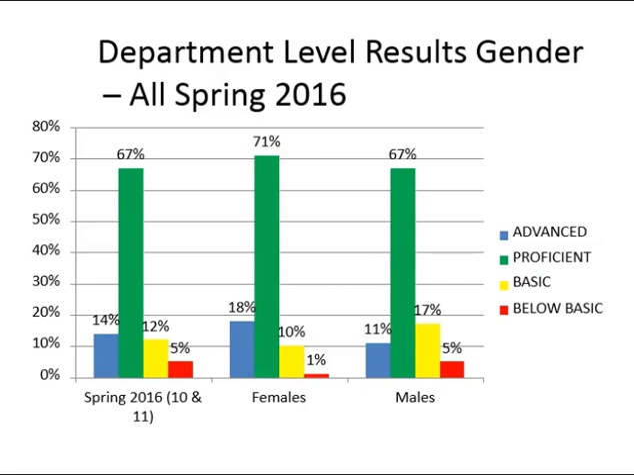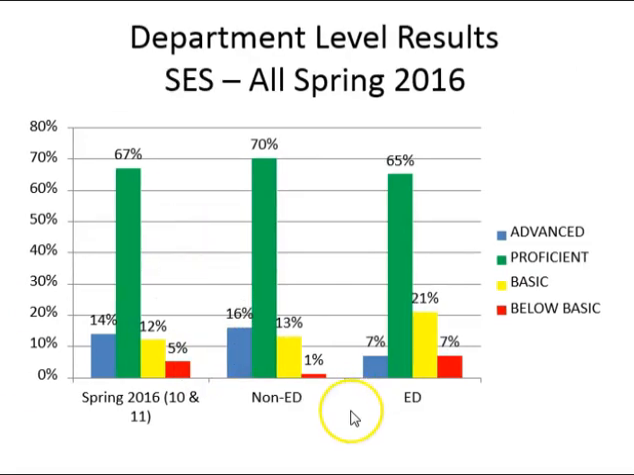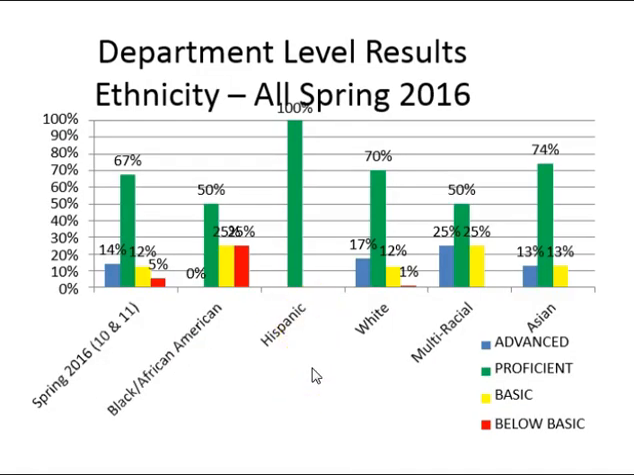We could go further in analyzing our results by males and females. Again, not much of a difference, except that we have more advanced females than males. We can look at it by poverty level: the percentage of students who are not economically disadvantaged and how they scored compared to the economically disadvantaged. And you can see there's a big difference in the number of advanced students. We can look at it by ethnicity. And again, I think the results here are obvious.